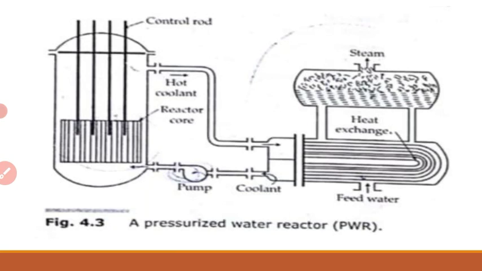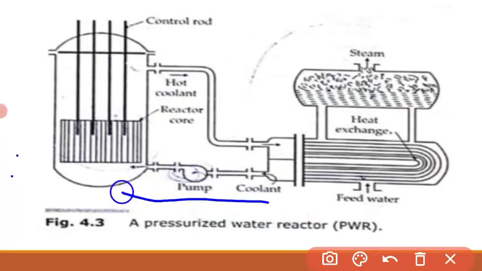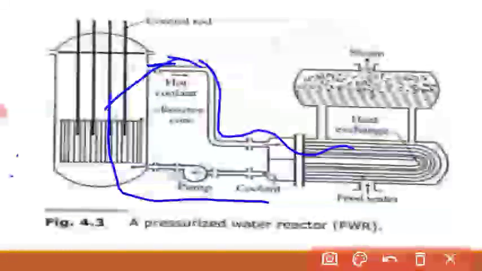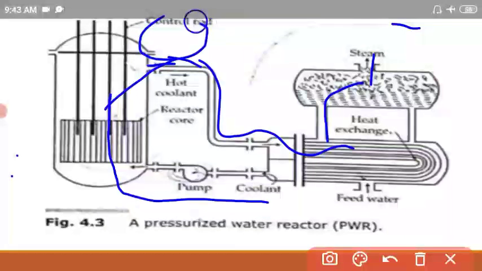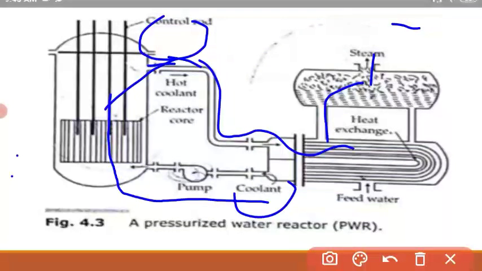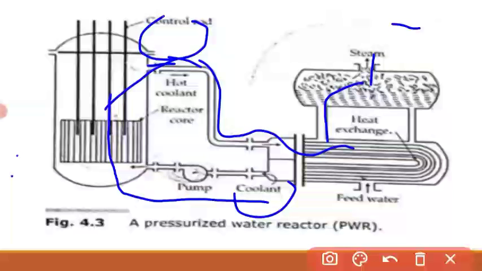This is another circuit of the pressurized water reactor, clearly mentioned here. The pump sends water to the reactor, it passes through the hot coolant, and this is the heat exchanger, where water is boiled and steam is taken out. The coolant used here is water. It serves both functions, moderator as well as coolant.